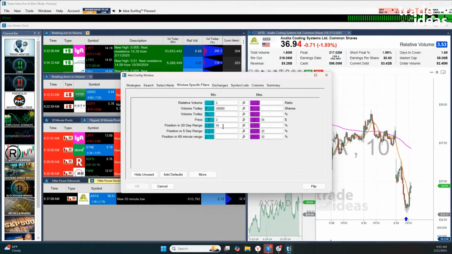So position at 20-day range, minimum is 45. And we're going to increase that. Position in 5-day range is 20. So that means it's kind of on 5-day lows. Low position for the day. We can raise this a little bit. This is a little too close to lows. Go ahead and say 40, because again, today is just 1 day. We're looking for the bigger picture. So let's make this, for example, 70. Okay, and let's see what happens.